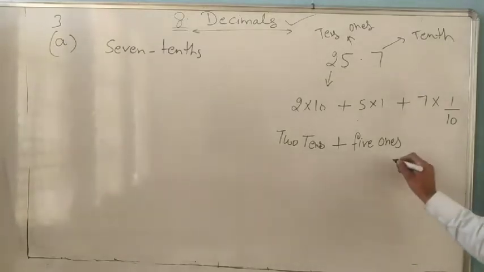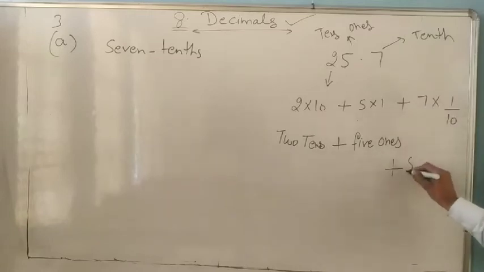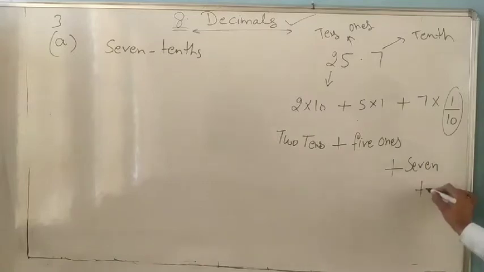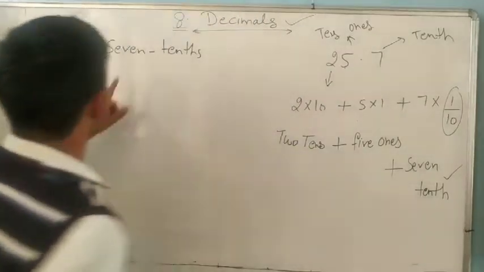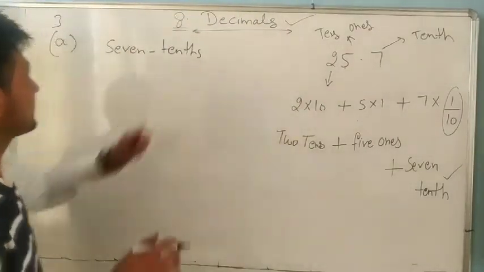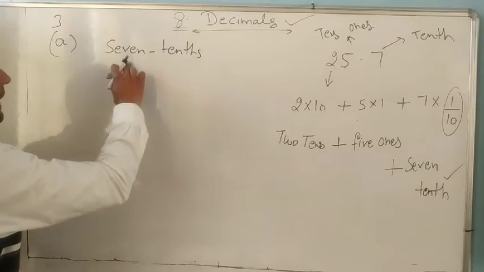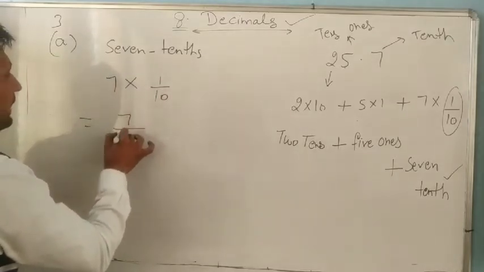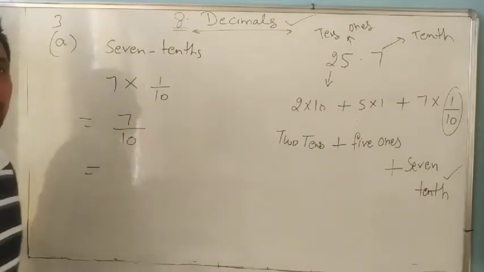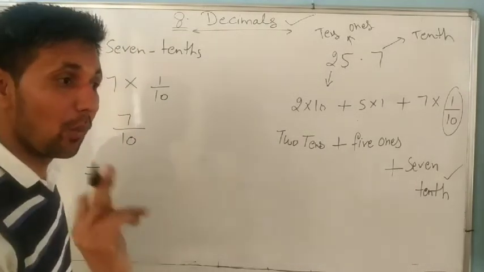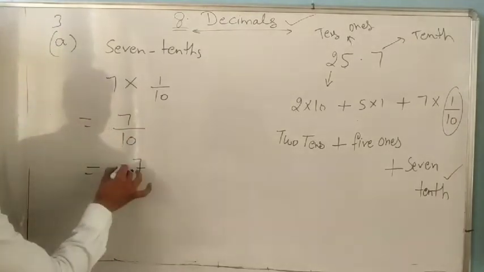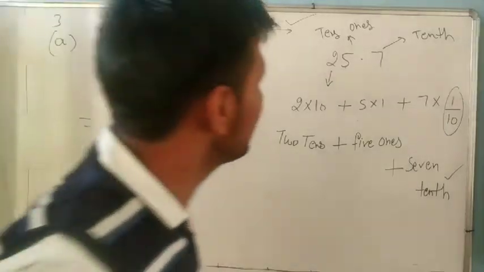Five ones plus... it is 7 tenths. What is its place value? 10th. So we will write it like this: 7 tenths. So 7 multiplied by 1 upon 10, that is 7 divided by 10. How many 0s are in the denominator? One 0. It means after the decimal there is only 1 digit. So it is 0.7. You can write it like this.